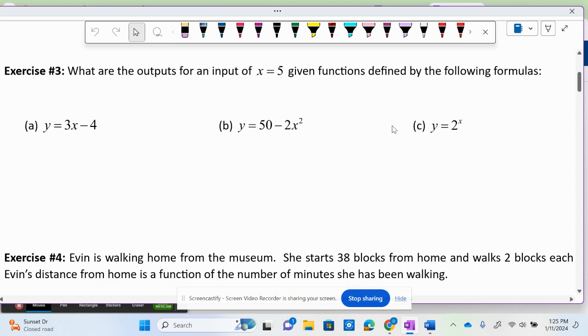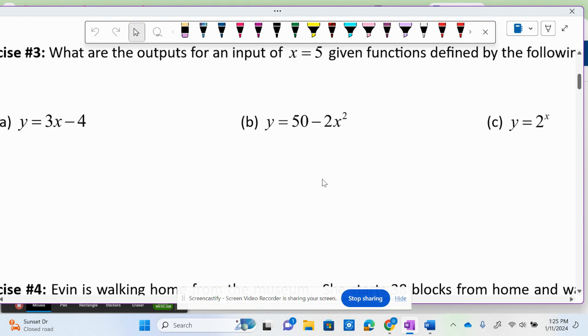So what are the outputs for the input of x equals 5? Let's talk about how to do this in our calculator. Could you put every single equation into your calculator under y equals? Yeah, you could. You could type in y equals 3x minus 4, y equals 50 minus 2x squared, y equals 2 to the power of x. You could put all three of those equations into your calculator and then just go to the table and find out when x is 5, and it'll tell you what all of your outputs are. But I'm going to do it the math way because I know that you guys want to see it.